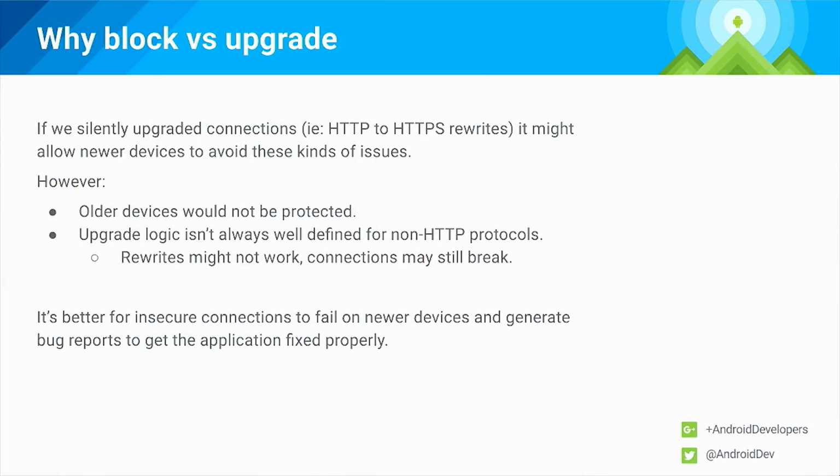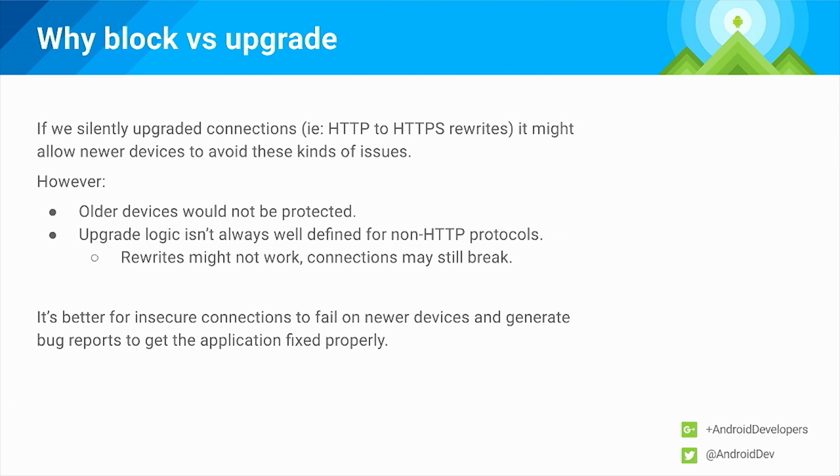You don't send any traffic out over the network in the clear where someone could do bad things with it. So the question I get quite a lot is, why do you block traffic instead of doing transparent upgrading? There's a couple reasons for this. First of all, if you do transparent upgrading, all of your older devices are basically just left out. They're completely out of luck.